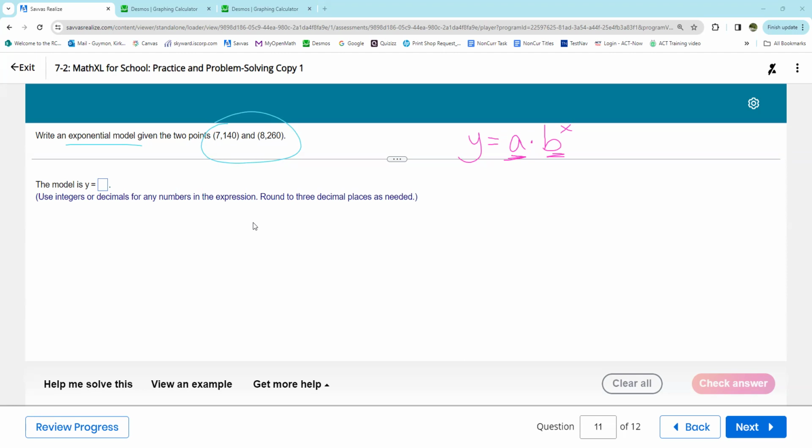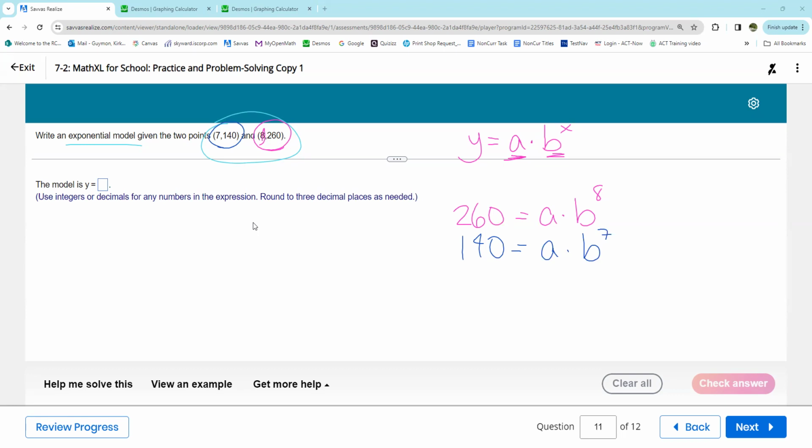So the way I like to do this, take the higher value of x, start with that first. 260 is the y. We do not know the a and the b, the initial value and multiplier. That's what we're looking for. And the exponent 8 in the x. Then take the lower x value and put that right underneath it, 140. And we've got our a times b here to the 7th.